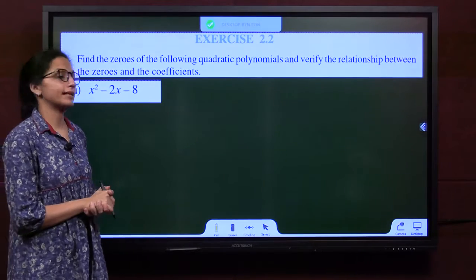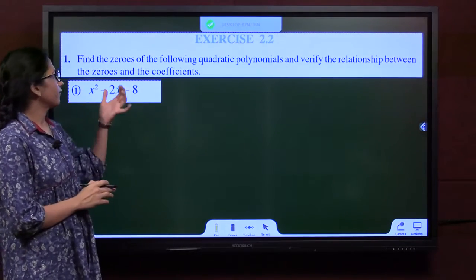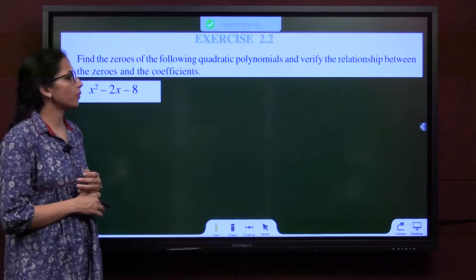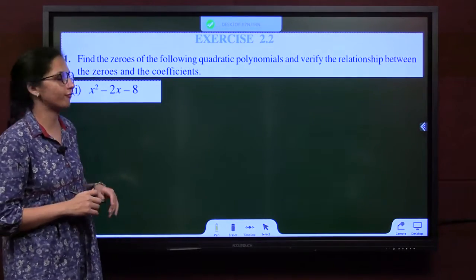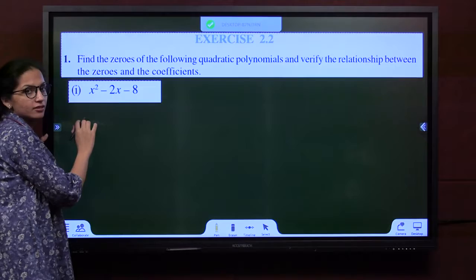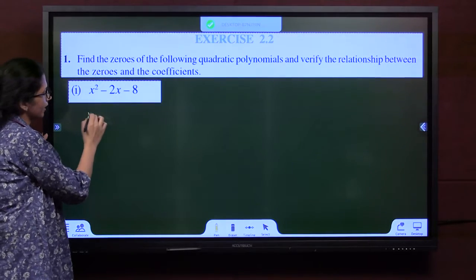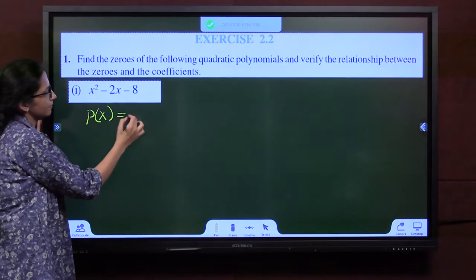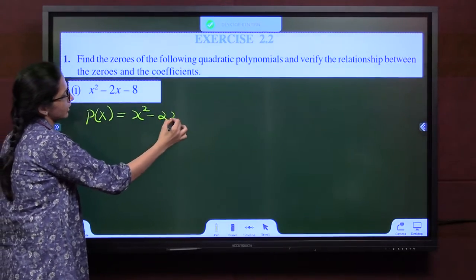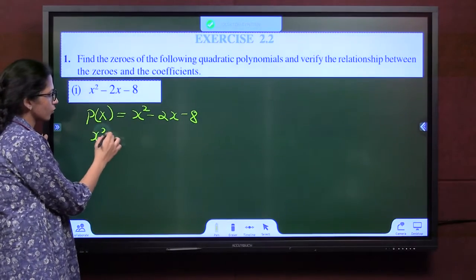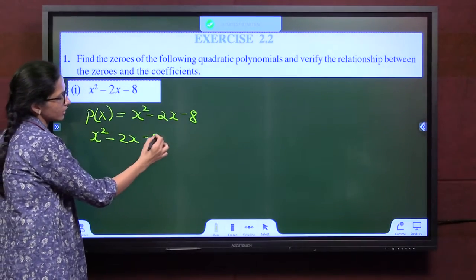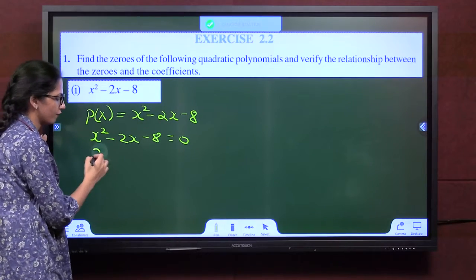Let us now begin with exercise 2.2. Find the zeros of the following quadratic polynomials and verify the relationship between the zeros and the coefficients. So they have given us p of x, let p of x be x square minus 2x minus 8. The polynomial is given. So in order to find the zeros, what do we do? We first equate this to 0, find the value of x.